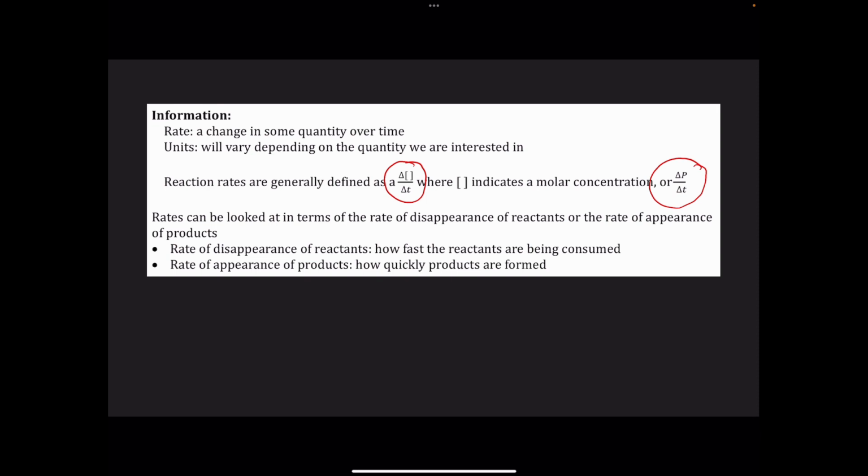Now, rates can be looked at in terms of the rate of disappearance of reactants or the rate of appearance of products. The rate of disappearance of reactants is referring to how fast the reactants are being consumed. The rate of appearance of products is referring to how quickly products are formed. So with that in mind, for a given reaction, we've got reactants being used, we've got products being formed. So we can talk about our rates in a variety of ways. So we're going to have to make sure we always specify what we are referring to.